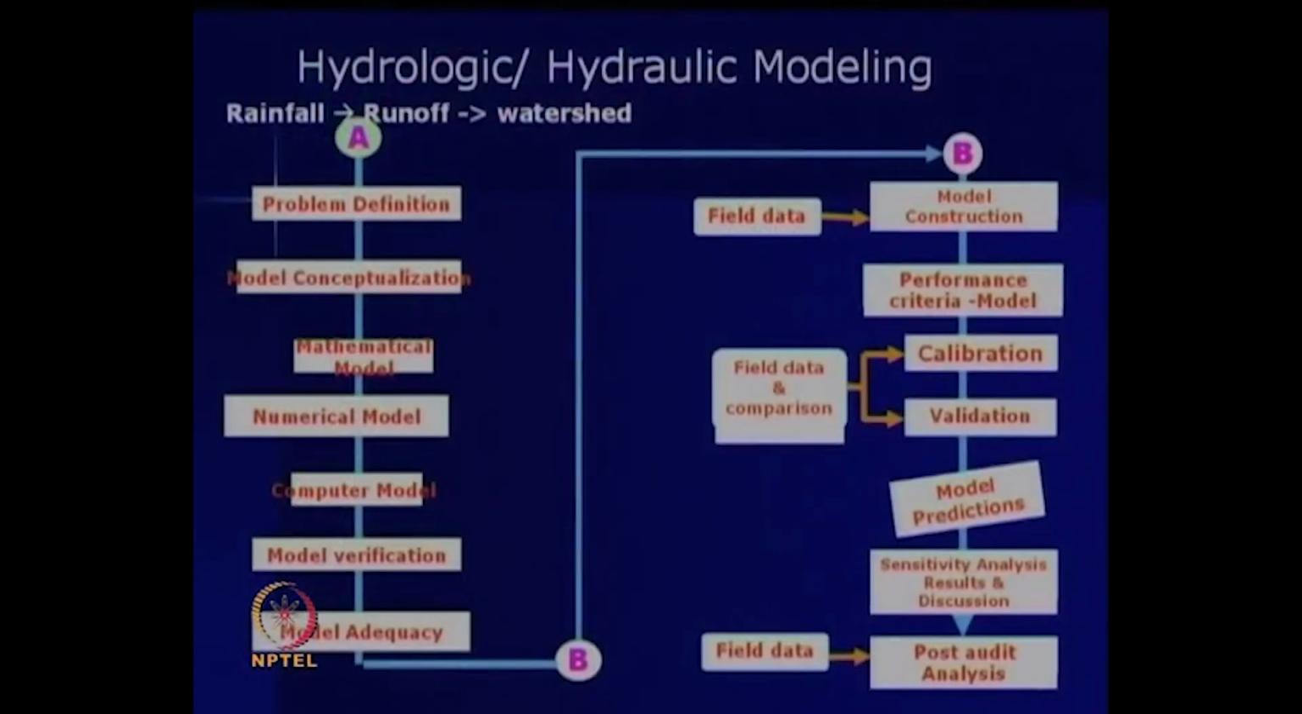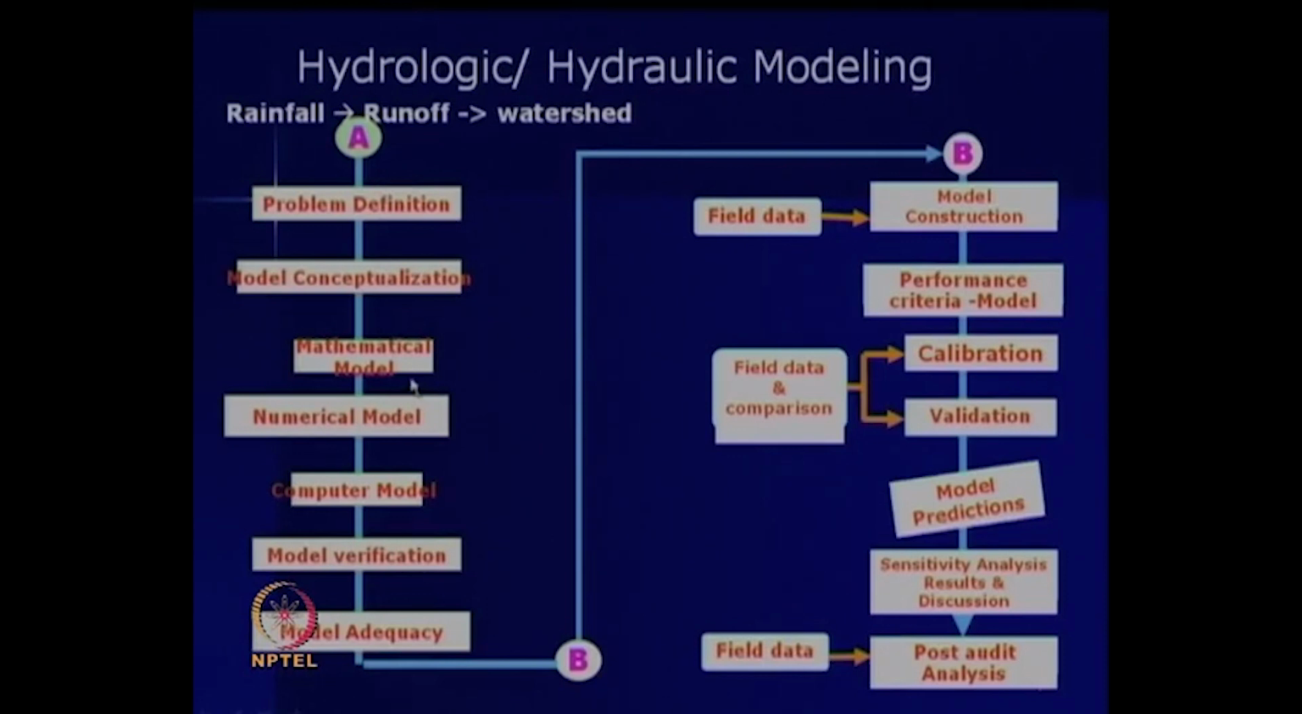The conceptualization includes identifying the watershed area, whether we are going for one dimensional, two dimensional or three dimensional modeling, and then we have to identify the boundary conditions and other parameters which are governing the system, and also what kind of assumptions we have to utilize depending upon the problem. Once we conceptualize the model, the next step is mathematical modeling.